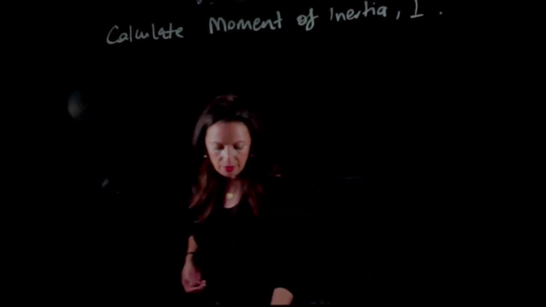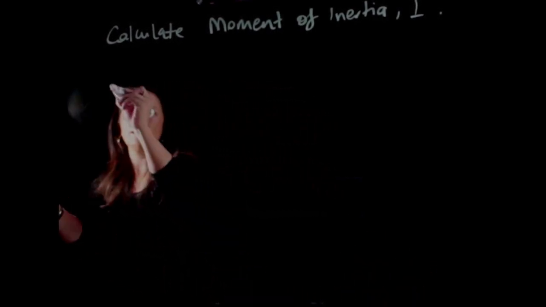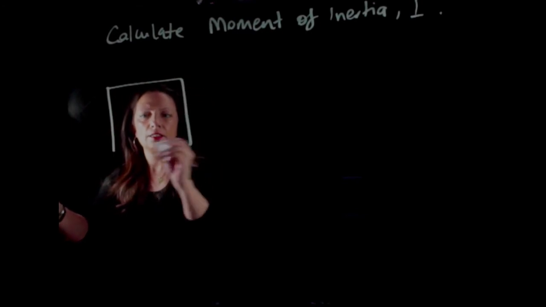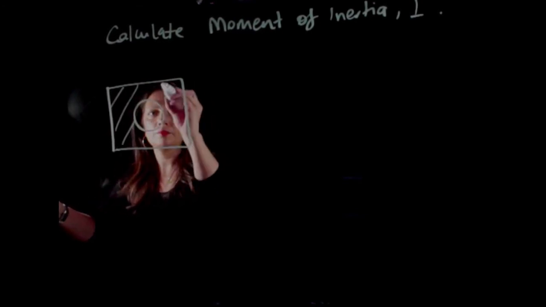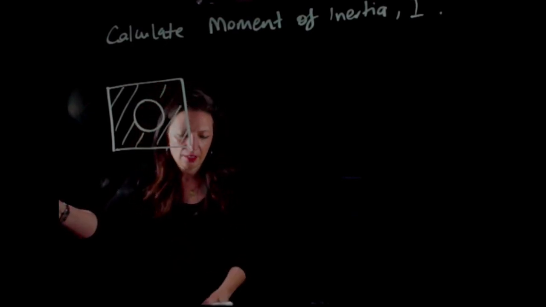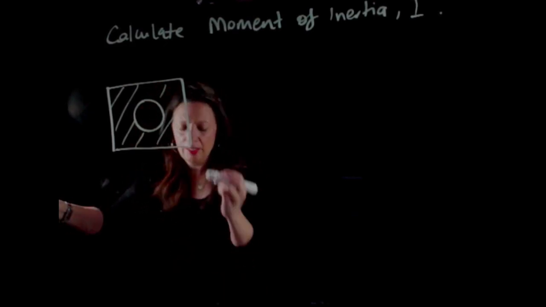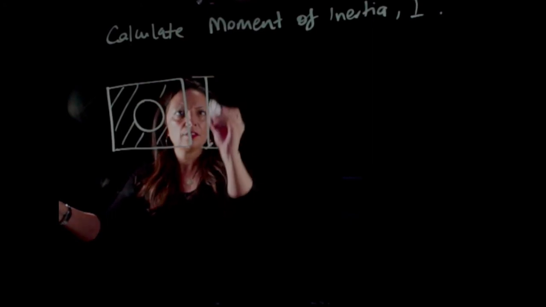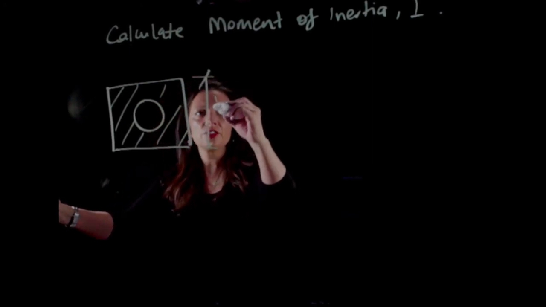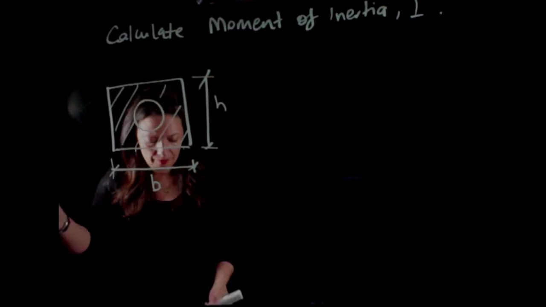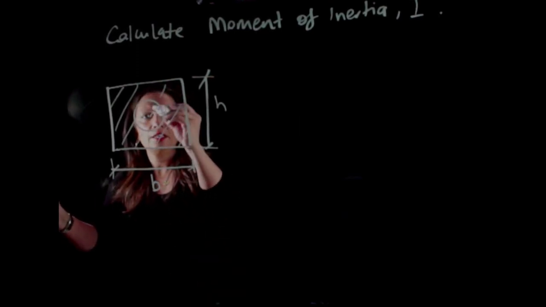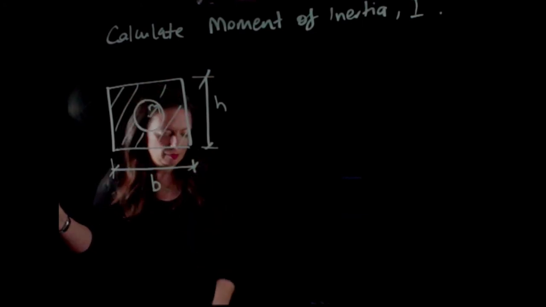Okay, so if I have a plate with a hole in the centre, this is going to be H, this is B, and I have a radius R.